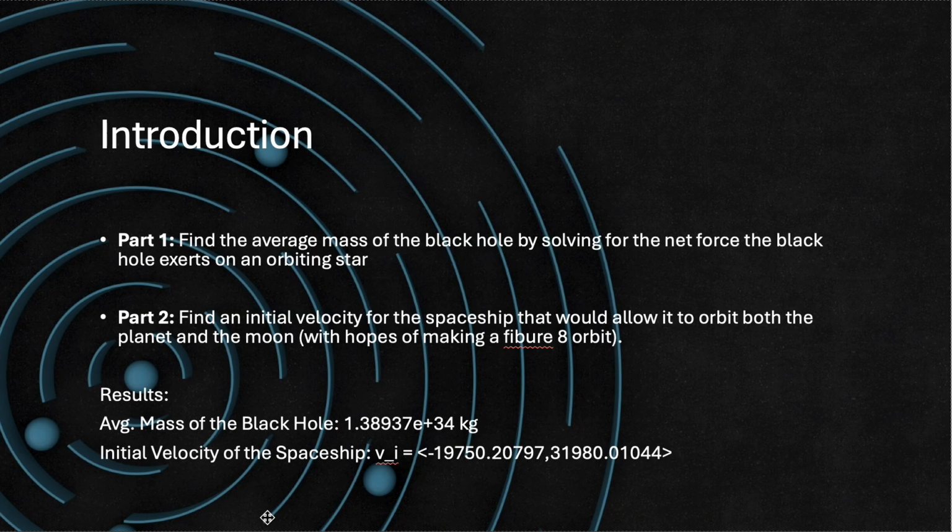So the preview of the results, we found the average mass of the black hole was 1.38937 times e to the 34th kilograms, and the initial velocity of the spaceship was just that. I'm not going to go through all that number.